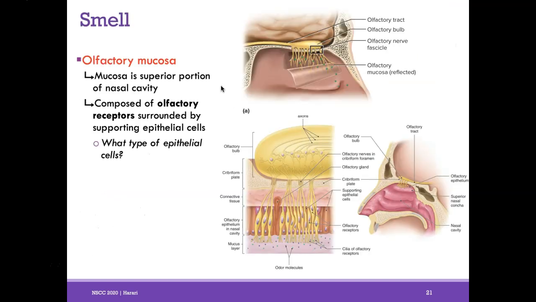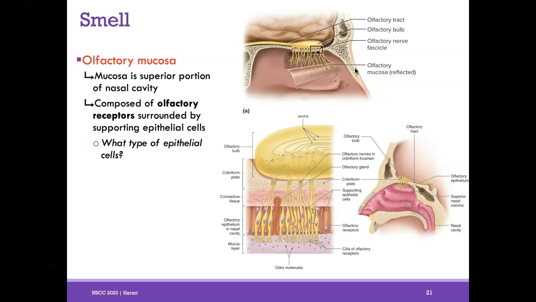So now let's talk about some of the anatomy in smell. And let's start in the nose. So the olfactory mucosa is the superior portion of the nasal cavity. And you can remind yourself, what is mucosa? What does it actually mean, what is a mucous membrane?